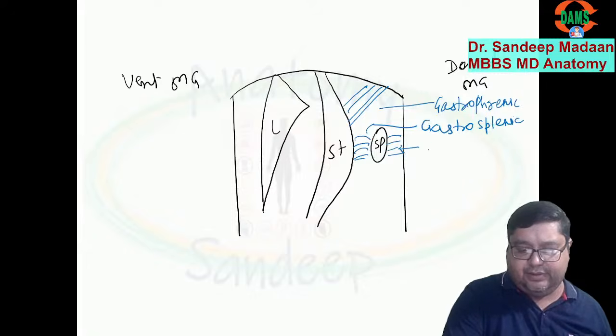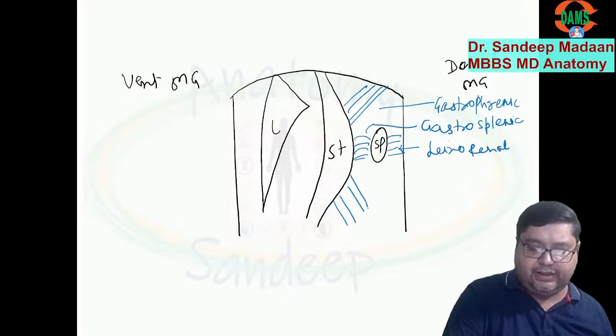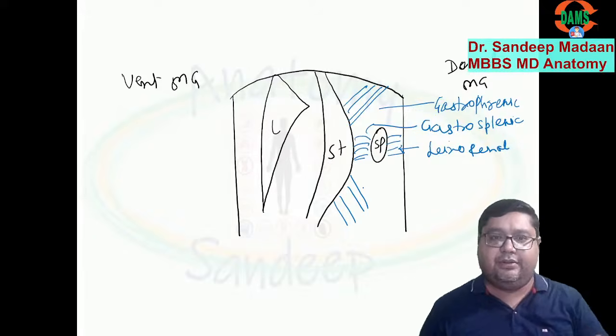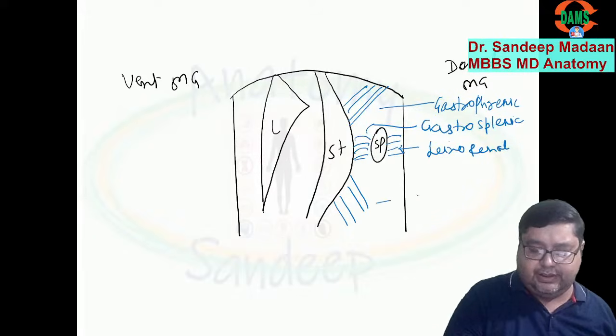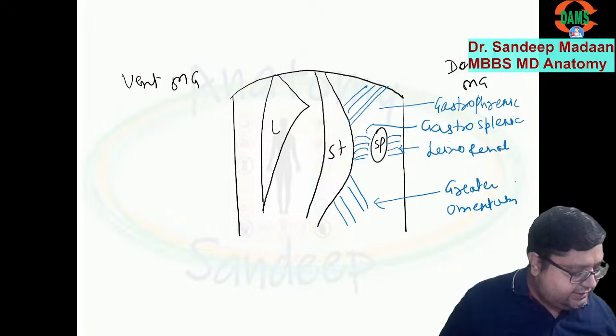This ligament will be called the lieno-renal ligament. And something which is hanging around the greater curvature. What hangs around the greater curvature? Greater omentum. So that is what is greater omentum. Now please confirm, did you understand all the derivatives of dorsal mesogastrium? Is it clear till here? Yes.